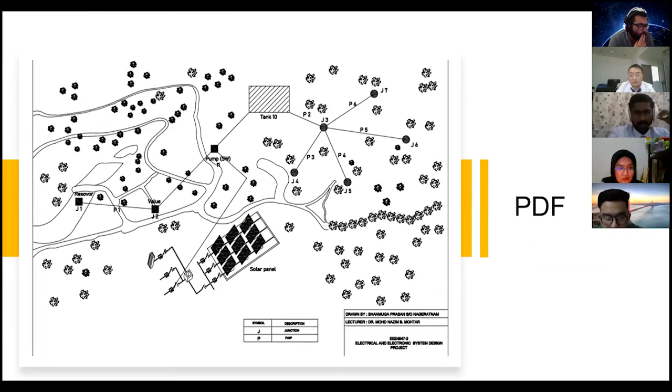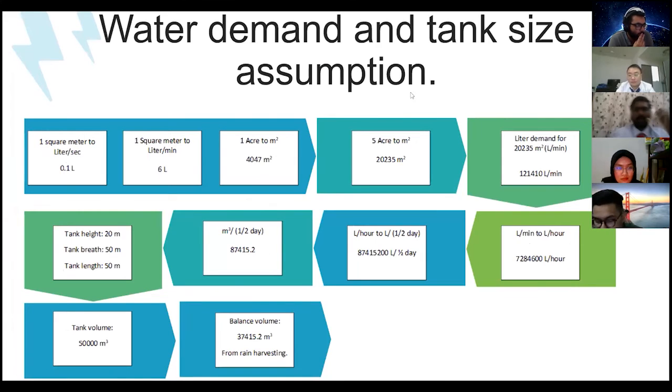And let's move on to the water demand calculation and tank size assumption. So basically, I just simply take 1 square meter, taking 100 ml of water per second. Then I convert it into minutes, and 1 acre is 4,047 meter cube, and 5 acres is 20,000 meter cube. So I calculate the liter demand for each minute and also hour. After I calculate, then I calculate for half day.